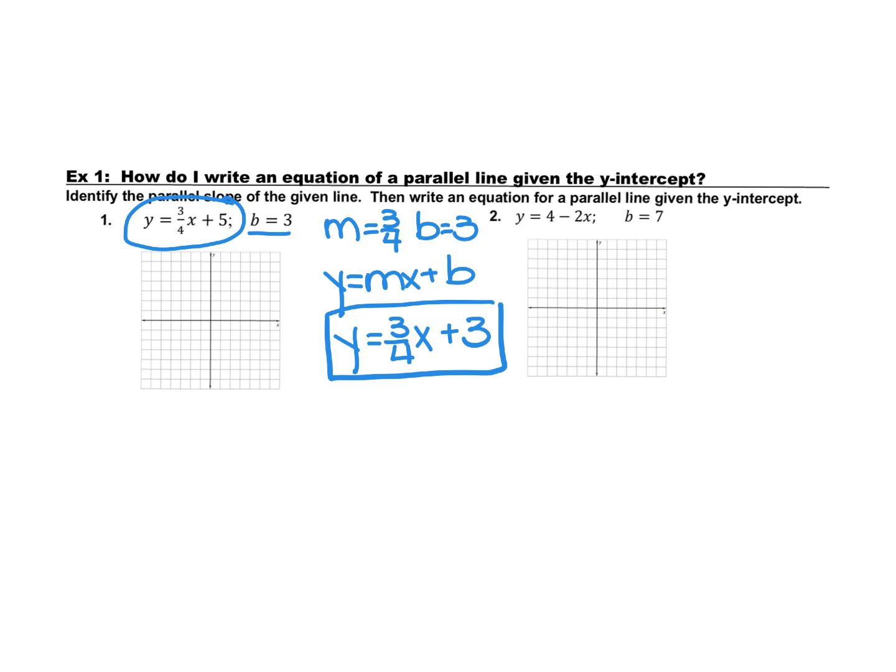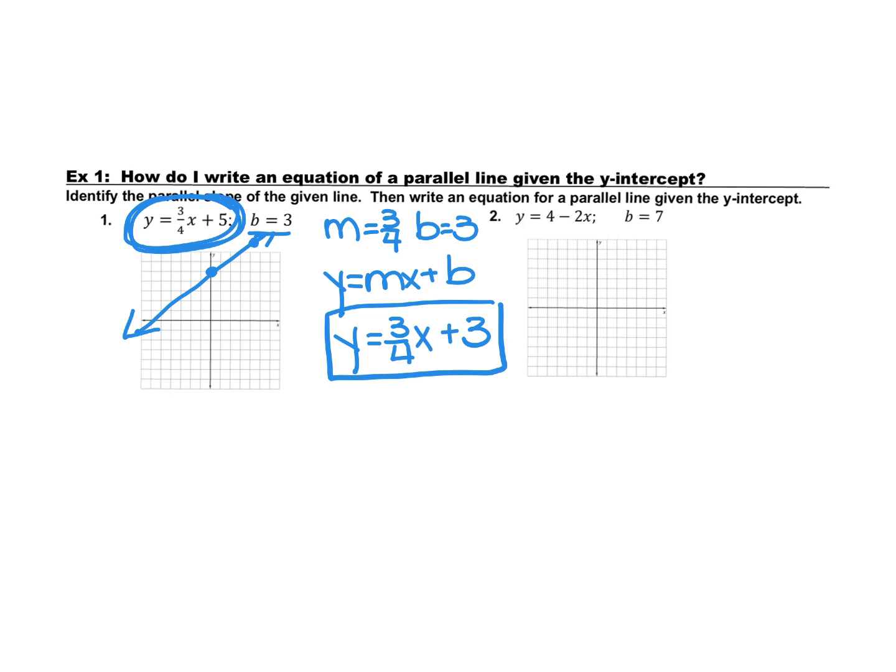So our first line, let's graph it. We're going to graph this line right here, y is equal to 3/4 x plus 5. So let's start on the 5. And then we need to do a 3/4 slope, so we're going up 3 and then over 4. It looks like I'm going off my line, but I should be able to get it close enough. And this line is right there.